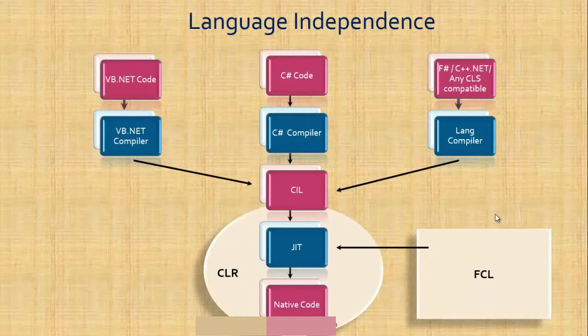The summary is that the CLR or JIT compiler has nothing to do with what language you are writing your code in. It will always get input as CIL and will always generate output as native code or machine code. This is what language independence in .NET is.